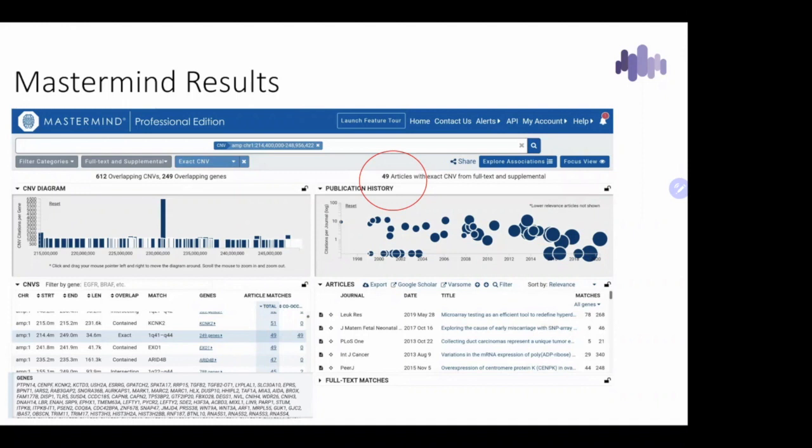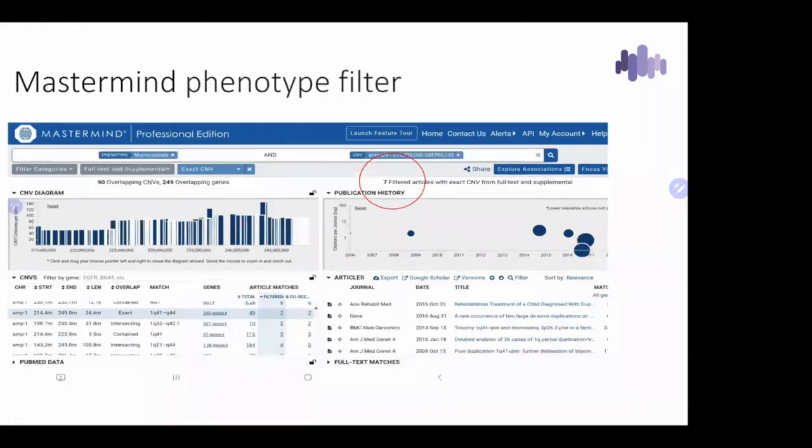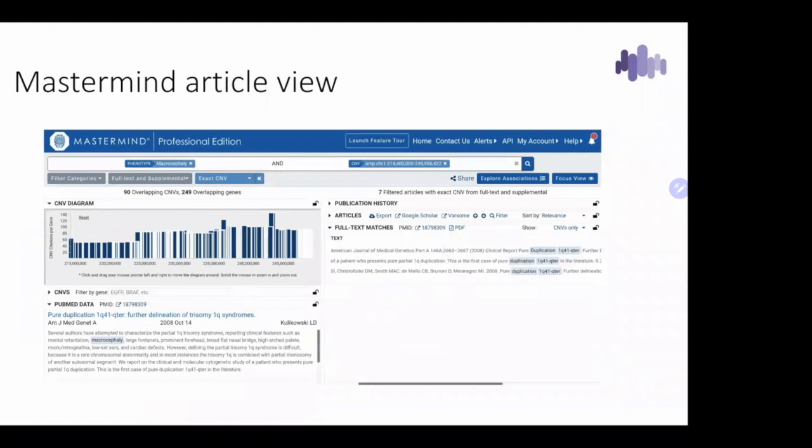So we found 49 articles, and since duplications that involve this region are extremely rare, we wanted to reduce this number a little. So we used the phenotype filter, filtered by microcephaly, and found 7 articles. We found this article that was really interesting, which talked about the pure duplications of the terminal regions and the delineations for a real trisomy.